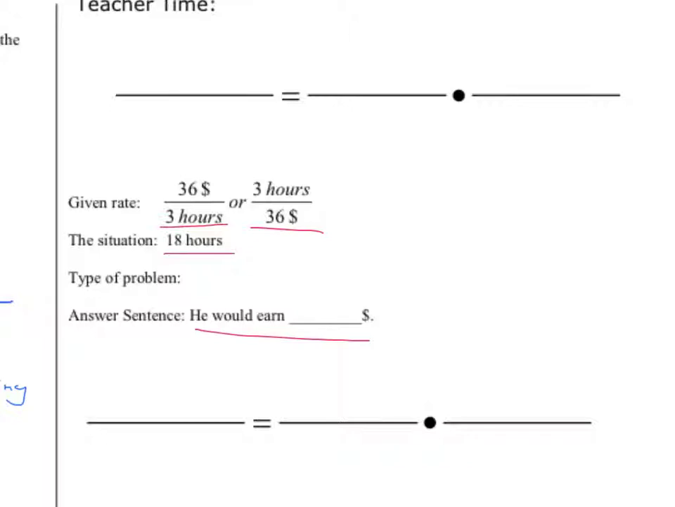Over here, I know that this is where I want my answer to be, and it tells me down here in my answer sentence that I need the units of my answer to be in dollars. So the question is, which of these two rates do I need to use? Do I want to use the first one, or do I want to use the second one if I want to match up my units? Show me with your fingers. Do I want to use the first one or the second one if I want to match up my units?